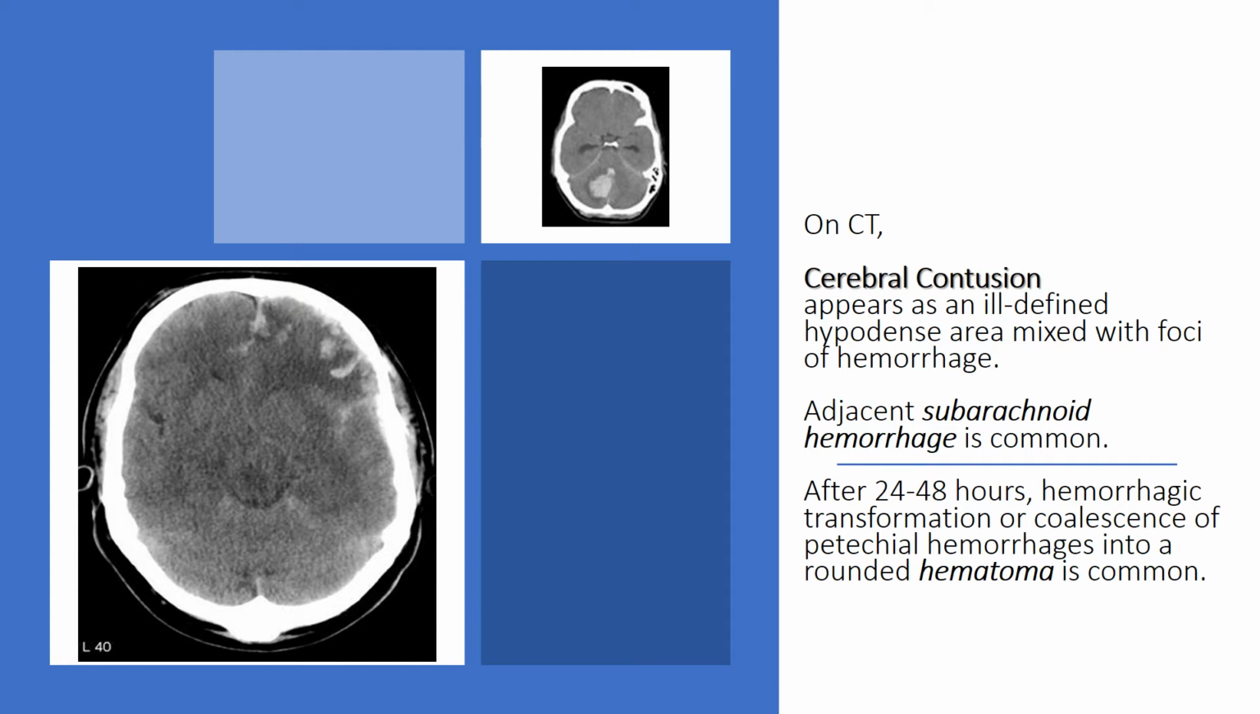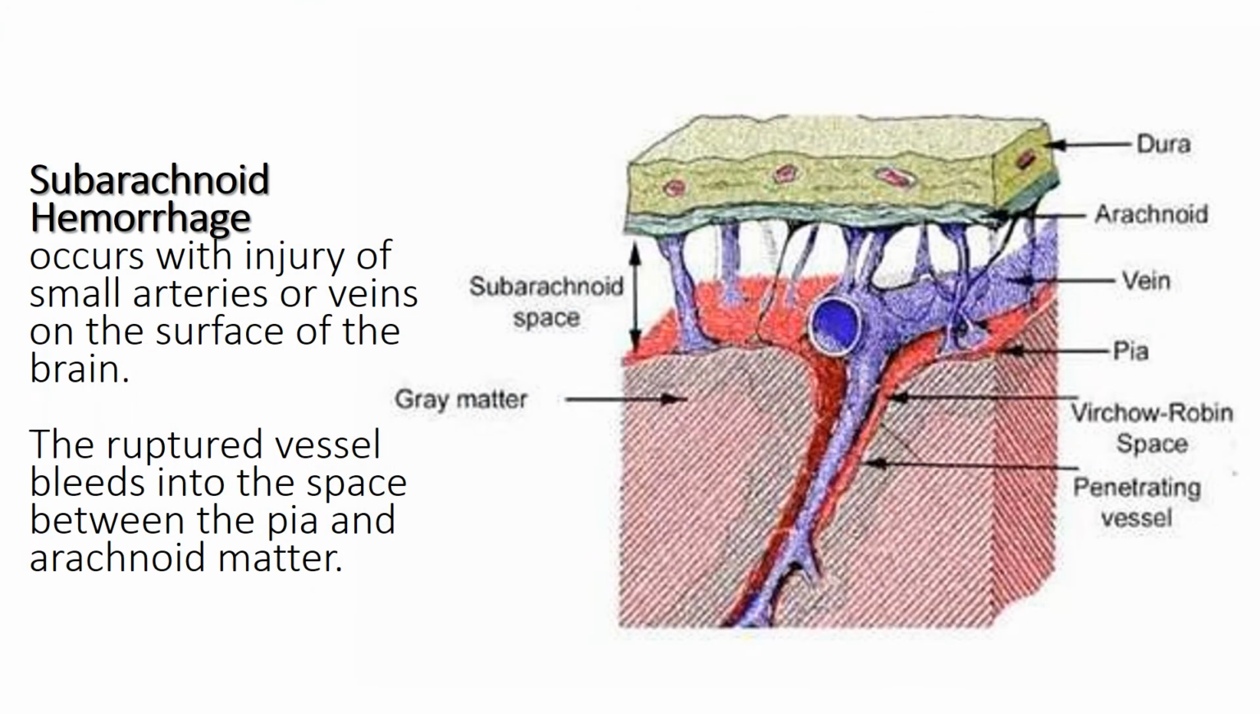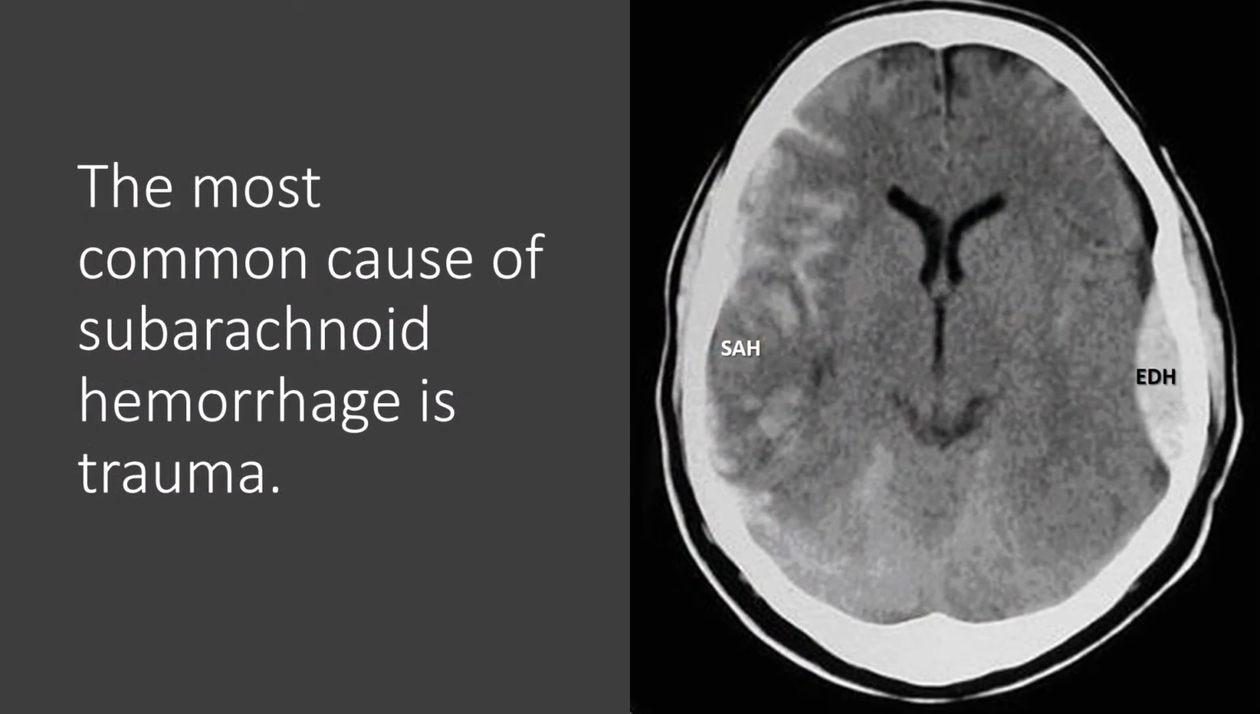Adjacent subarachnoid hemorrhage is common. After 24 to 48 hours, hemorrhagic transformation or coalescence of petechial hemorrhages into a rounded hematoma is common. A subarachnoid hemorrhage occurs with injury of small arteries or veins on the surface of the brain. The ruptured vessel bleeds into the space between the pia and arachnoid matter. The most common cause of subarachnoid hemorrhage is trauma.